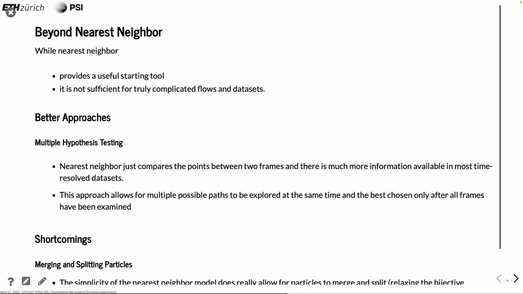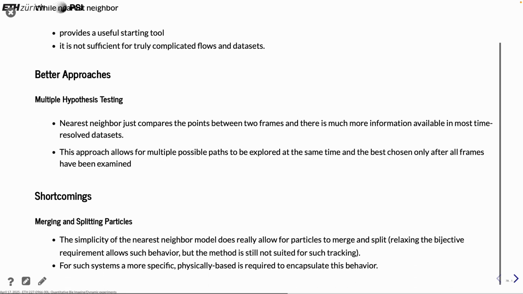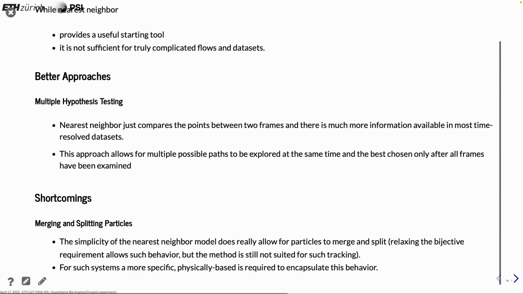What you can do is start with the nearest neighbor. It's an easy model, but then you can continue doing multiple hypothesis testing. But the problem is often the shortcomings of merging and splitting particles, that it's not so easy to always find the right track, in particular if they're splitting. And then you need to add more physics into it or some more analysis behavior.